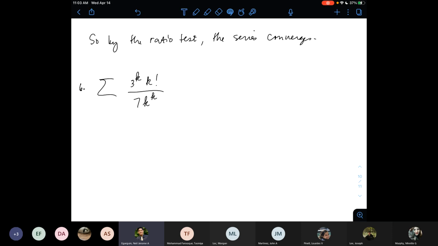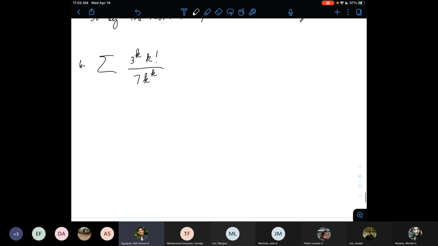Now, which of those two would be applicable? Since there is a factorial involved in here, I will use the ratio test. The ratio test is suited for those with factorials. I don't think the root test would be easy when there are things involving factorials. So when there are factorials involved, chances are the ratio test would be the go-to test, right?